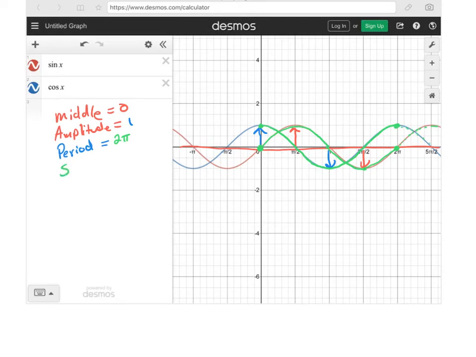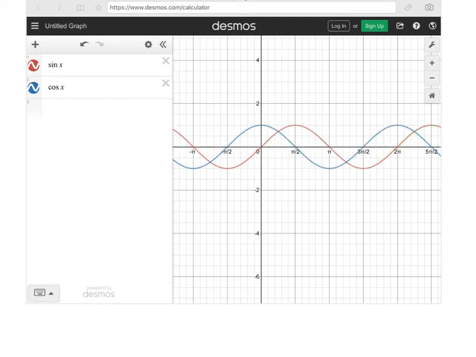The last thing we're going to talk about is called the shift. Now, the shift is not something you see in these graphs because there's none added to that. So a shift would be how far from the original graph of sine or cosine would this be moved either to the right or to the left. And we'll talk more about that in just a couple of minutes.